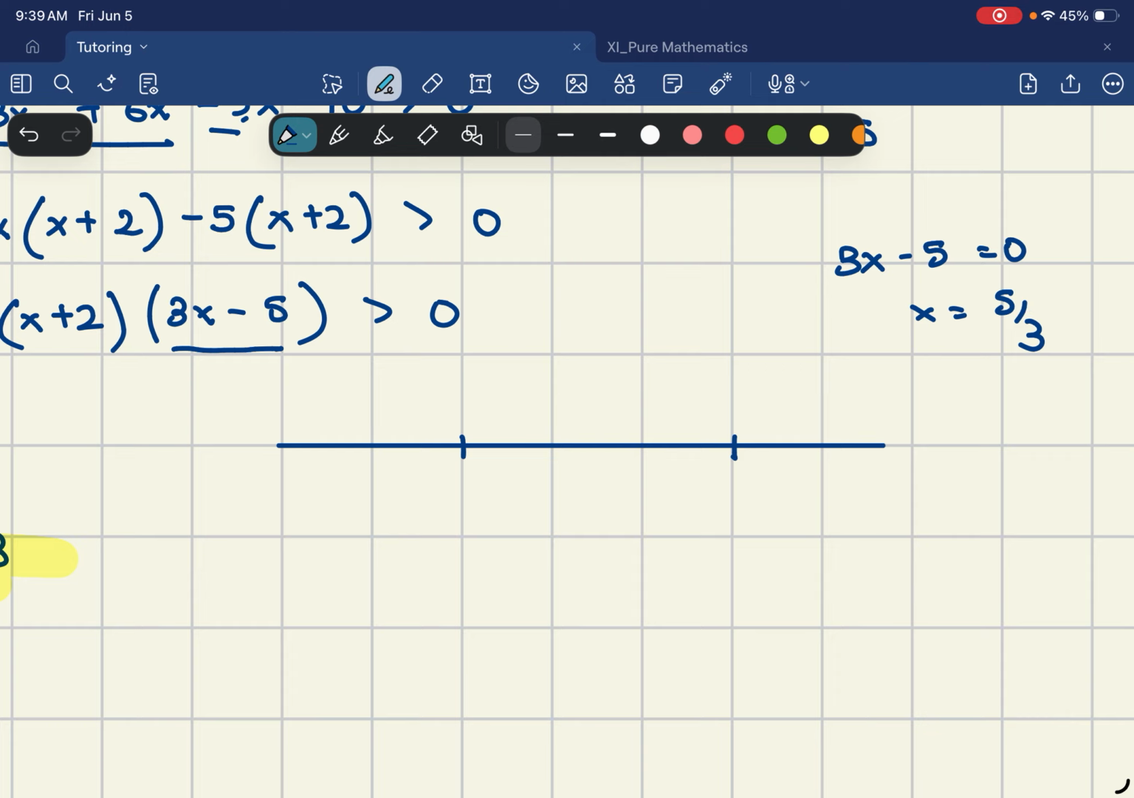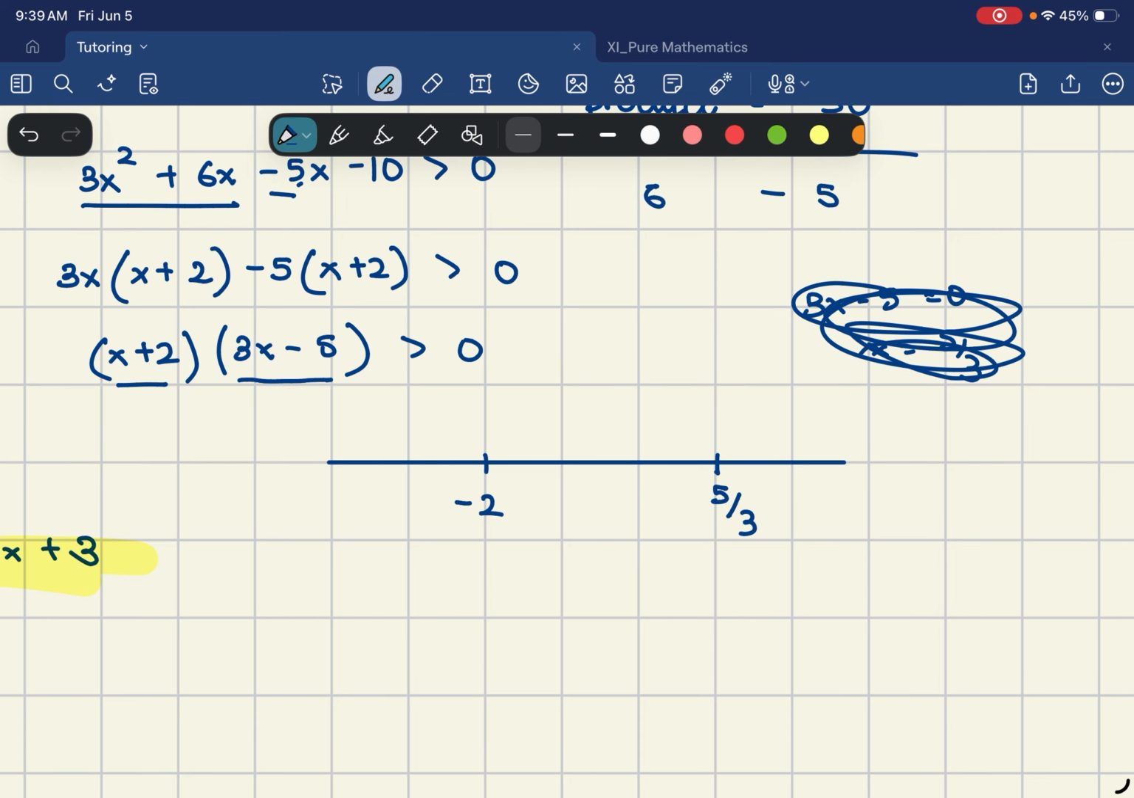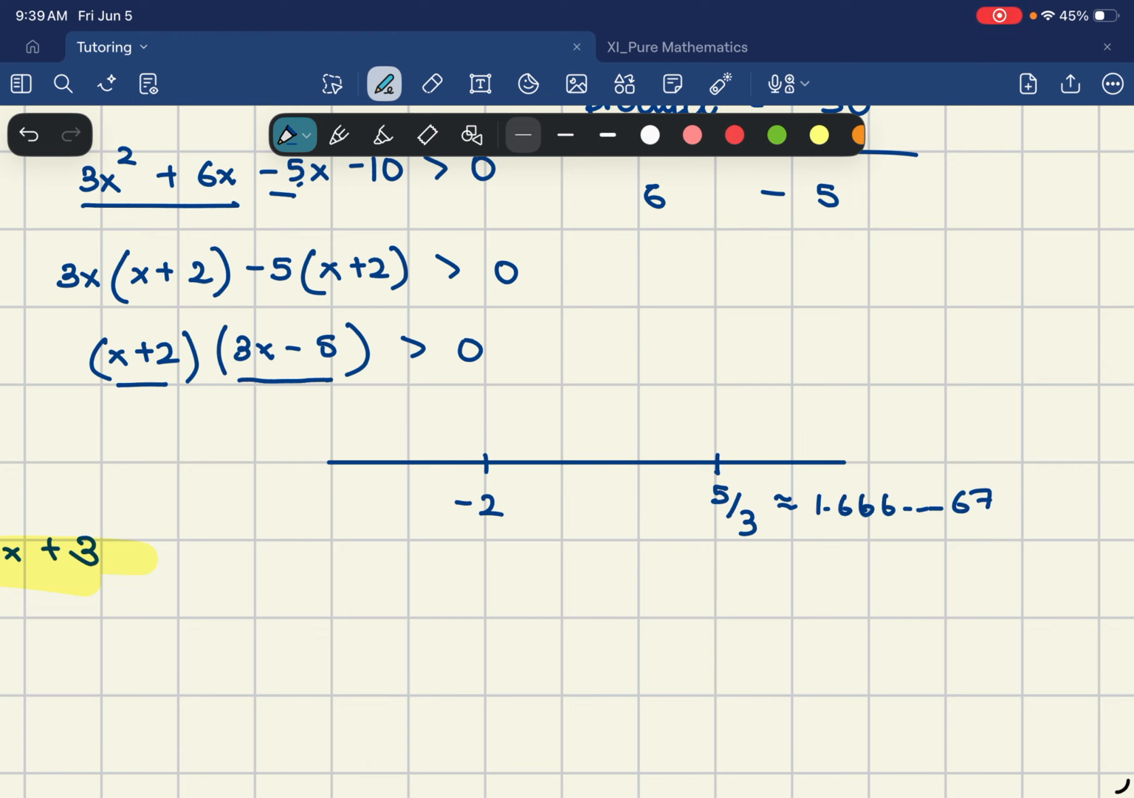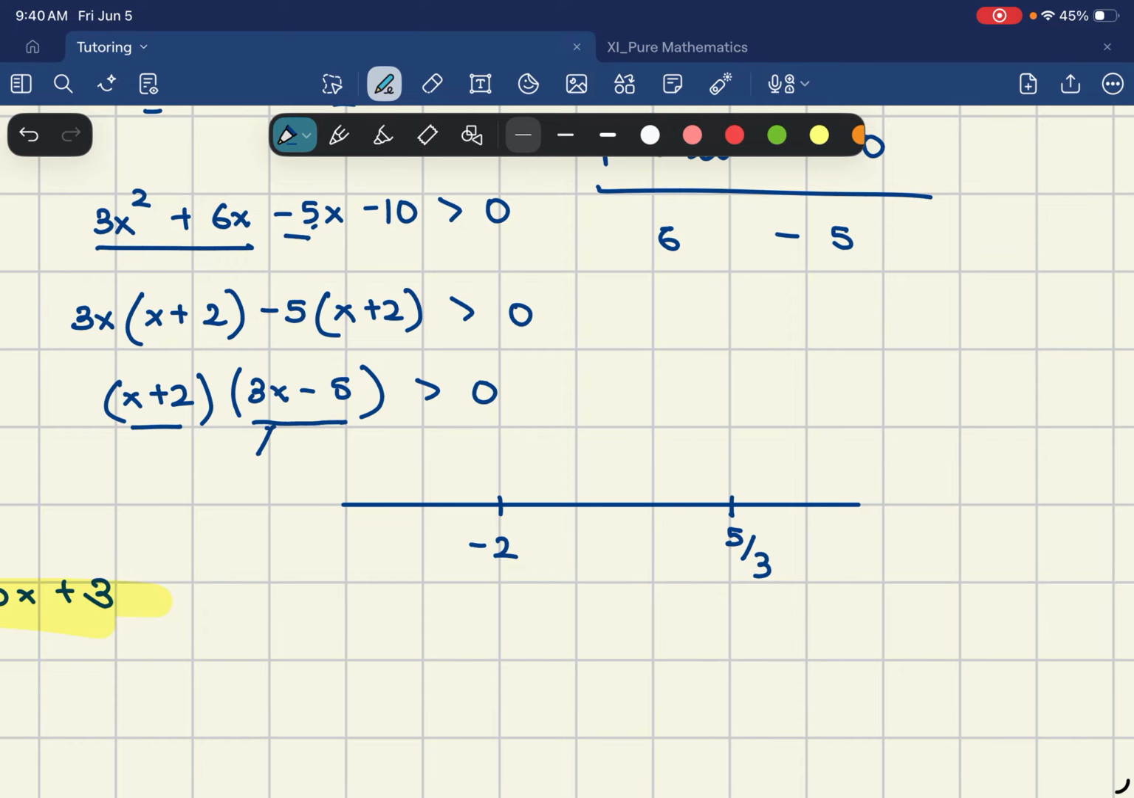5 over 3 is 1.66667, right? Okay, 5 over 3. And if you set this equal to 0, you are going to get negative 2. Now think of a number, which is approximately 1.66667. So put in a number bigger than this, which is 2. If you substitute 2 here, you get 3 times 2 is 6. 6 minus 5 is 1. So this is positive. You substitute 2 here, 2 plus 2 is 4, which is positive. So positive times positive, it's positive here.